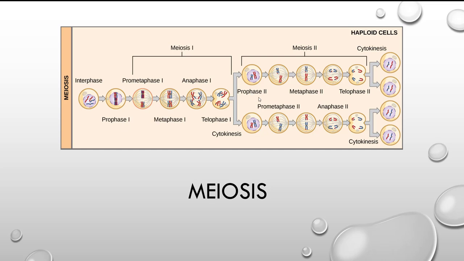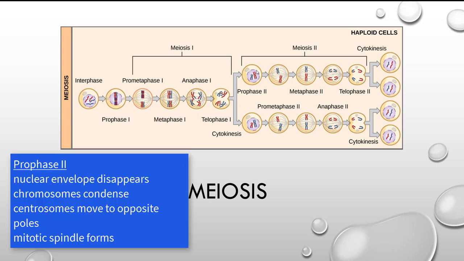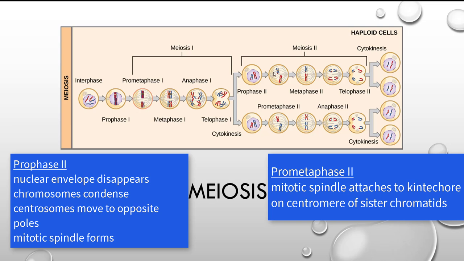So now we enter prophase part 2. So prophase part 2, if we still have that nuclear envelope intact, then it's going to start to dissolve. Okay. The centrosomes start moving to opposite poles. The mitotic spindle starts to form, right? The chromosomes start to condense, just like in mitosis. In prometaphase part 2, the mitotic spindle starts to elongate and attach to the kinetochores at the centromeres of the sister chromatids, just like in prometaphase in mitosis. All right.